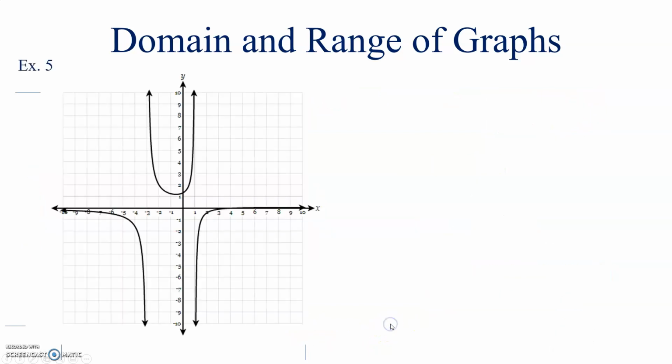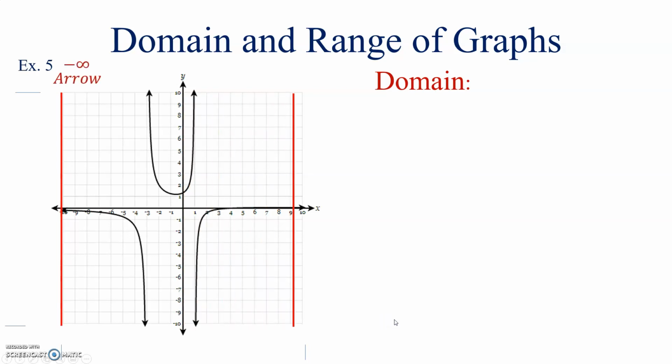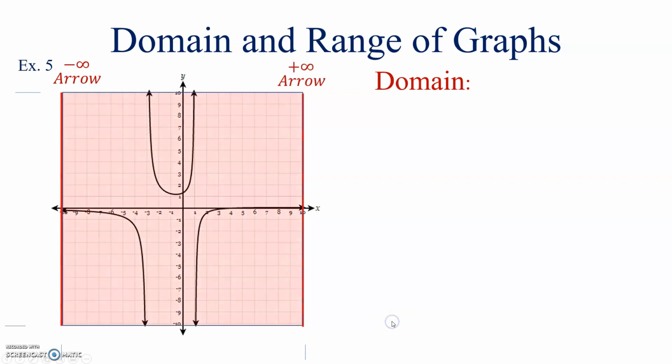I think I have one more example. All right. So here we go. Domain. Let's see how far left this thing goes. Looks like the arrow, negative infinity. How far right? Looks like the arrow, positive infinity. However, there's some things going on. So it looks like we have the whole thing. However, looks like here we've got two asymptotes. One at -3, one at +1. Those are my two asymptotes.